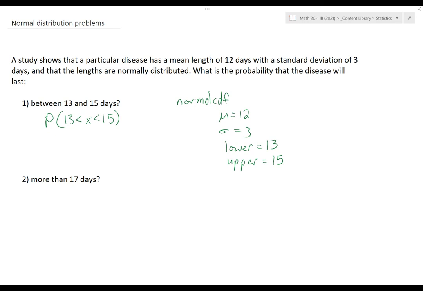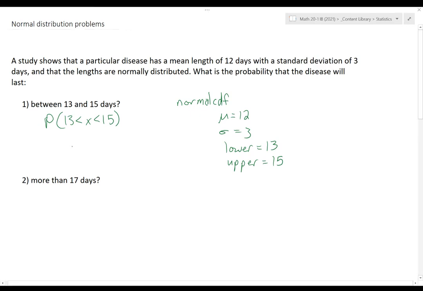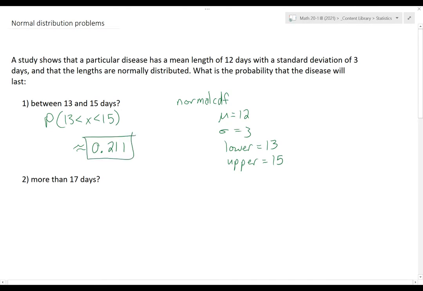So if we are trying to find between 13 and 15 with a mean of 12 and a standard deviation of 3, the probability that our calculator is going to give us is going to be about 0.211 when we round to 3 significant digits. Now, the reason that's very helpful is because the z-scores here aren't whole numbers. So 13 is 1 above the mean, but that's 1/3 of a standard deviation above the mean. And 15 is a whole standard deviation.